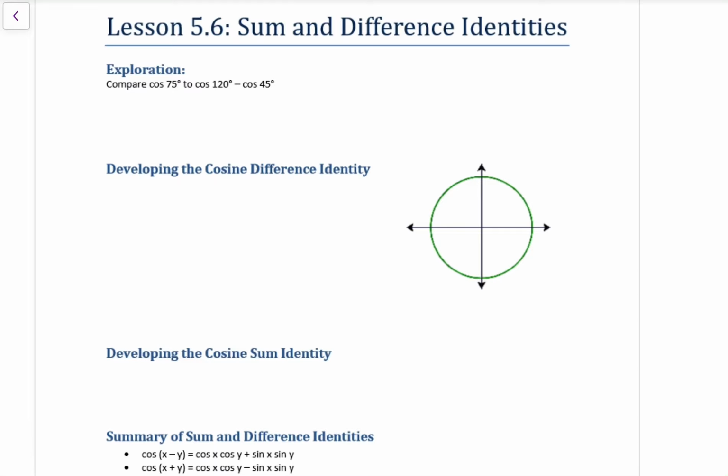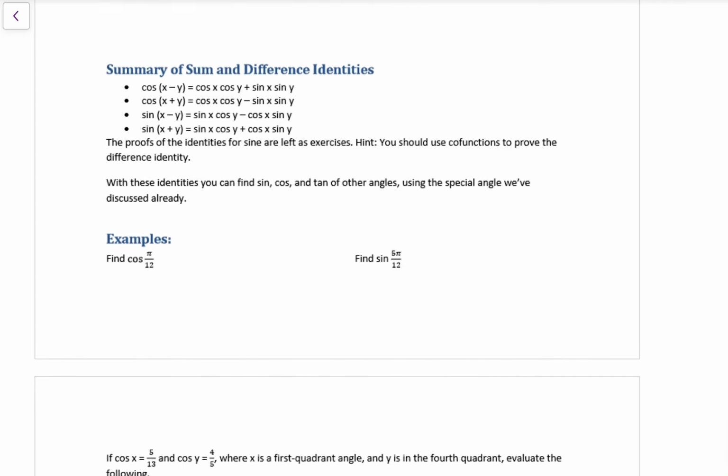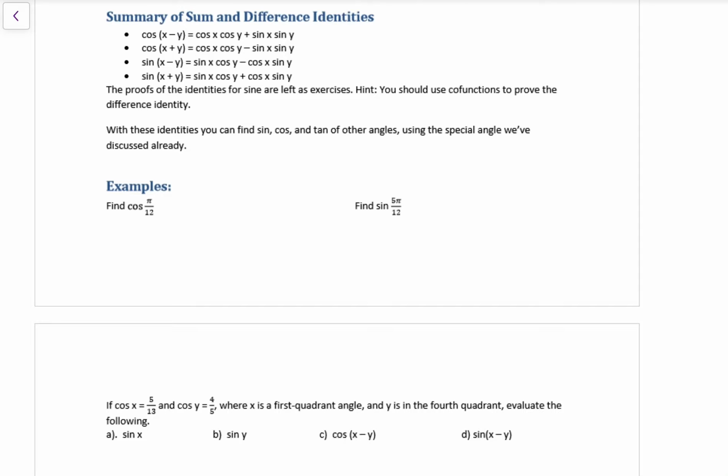We're going to go ahead and look at lesson 5.6. There will be another video for developing these identities. We are just going to be using them today. So we're going to scroll down here. Here are the 4 different sum and difference identities.